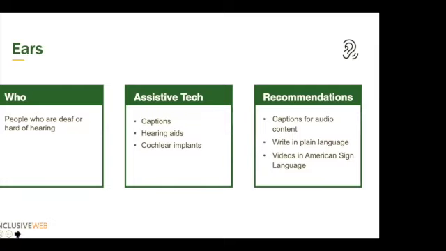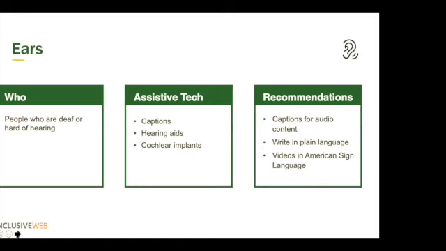Okay, so ears. Who is that? That's folks who are deaf or hard of hearing. And they might be using hearing aids, right? Or they might be using cochlear implants, or they might not be using anything at all, right? So we need to make sure that the captions are available and hearing aids and that kind of stuff is available.